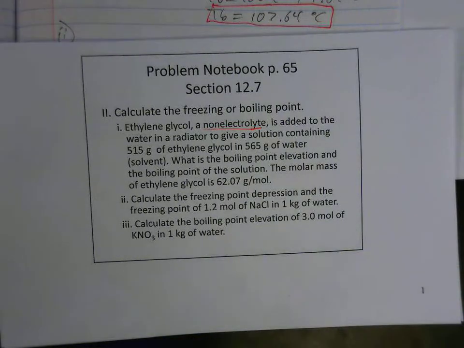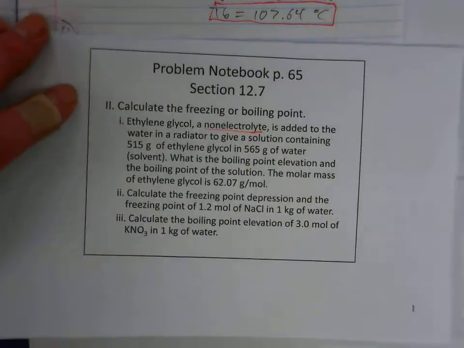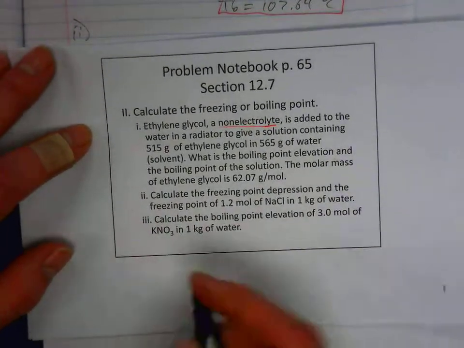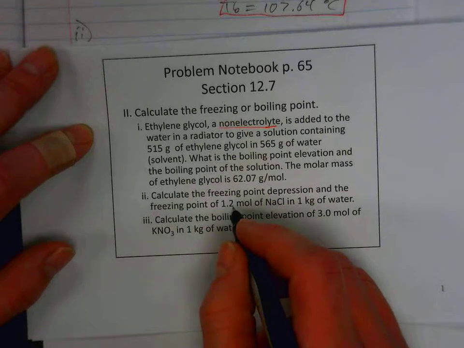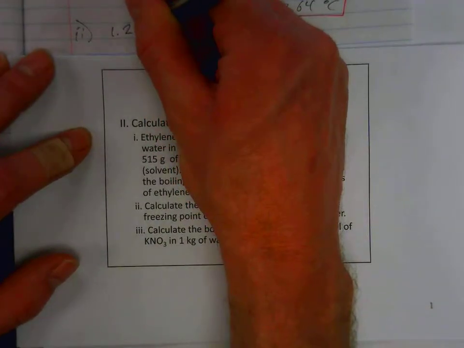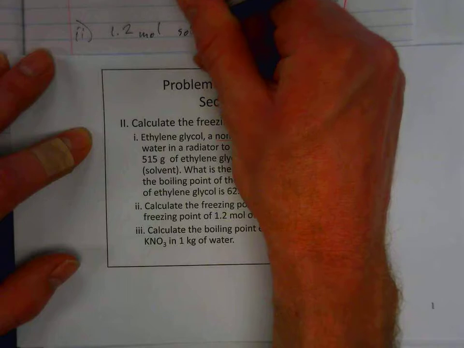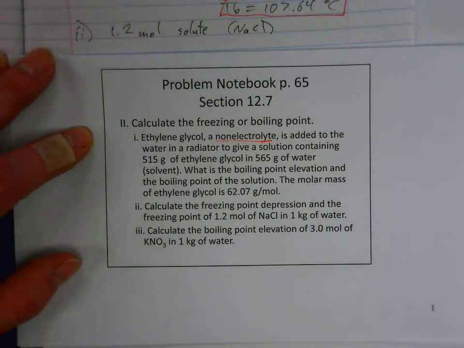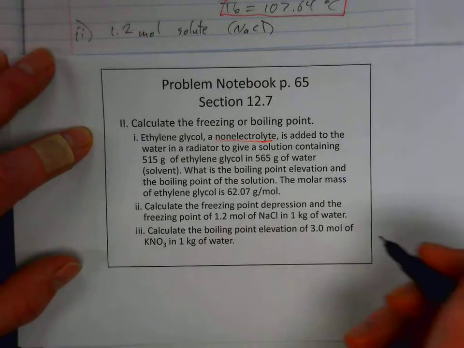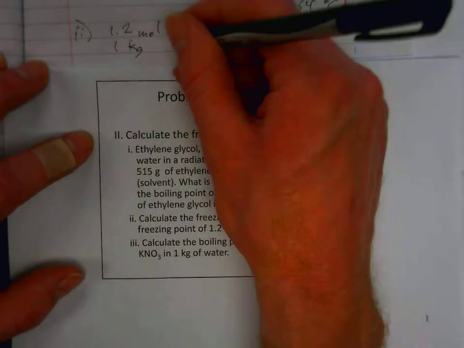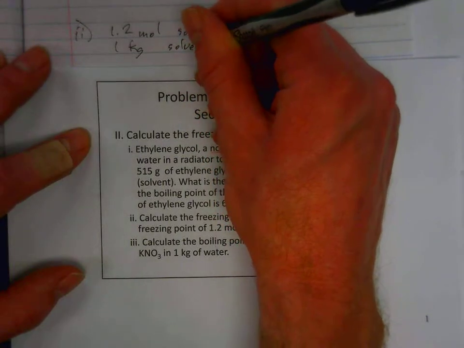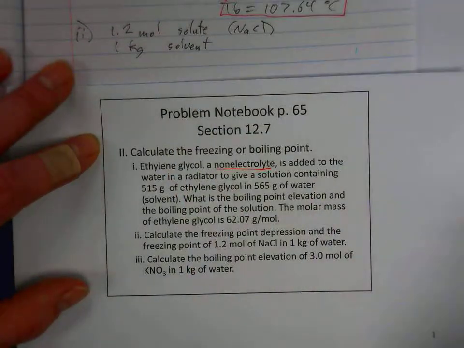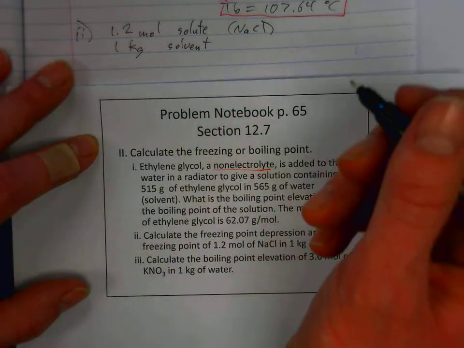So we have the amount of the solute given to us. We have 1.2 moles of solute, and that's NaCl. We also have the kilograms of the solvent, 1 kilogram of solvent. And so we want to know the freezing point and the freezing point depression. So we want to know the temperature freezing and also the change in temperature of freezing, or the depression.